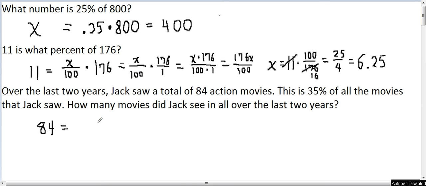So that means if we start with X, then multiply by 35%, we're going to use a fraction to represent the percentage this time. Then we end up with 84. To solve this equation for X, we'll multiply both sides of the equation by the reciprocal of 35 over 100, which is 100 over 35. Writing this out, we get X is equal to 84 multiplied by the reciprocal, which is 100 over 35.